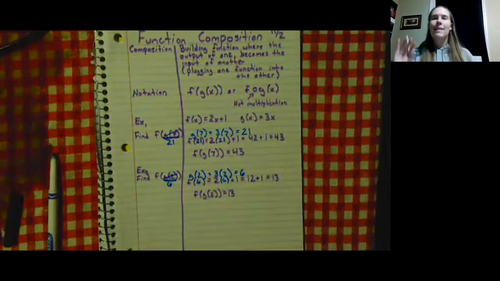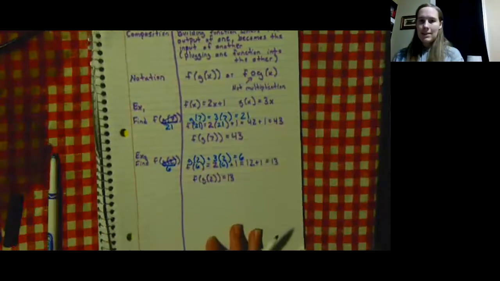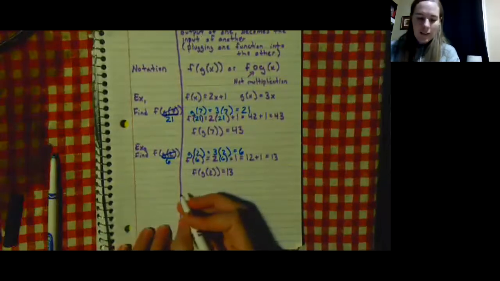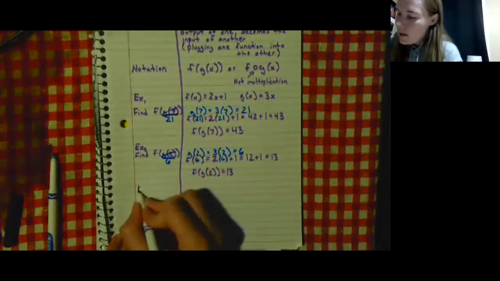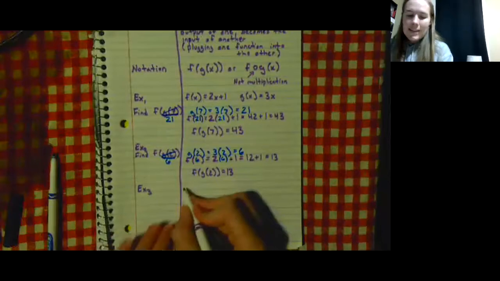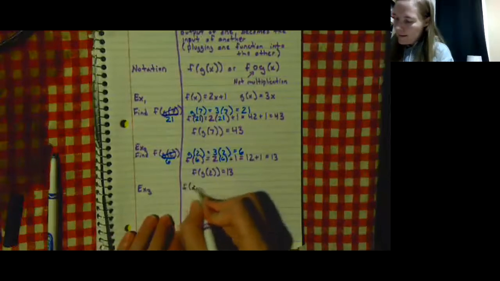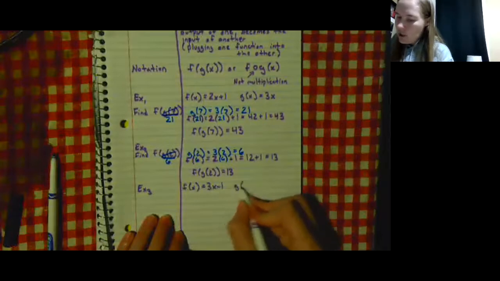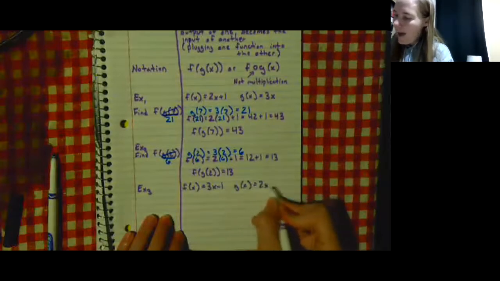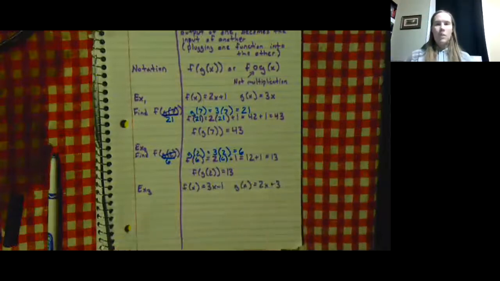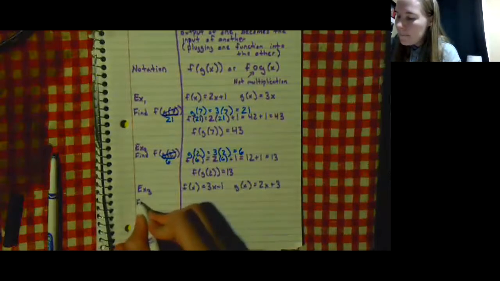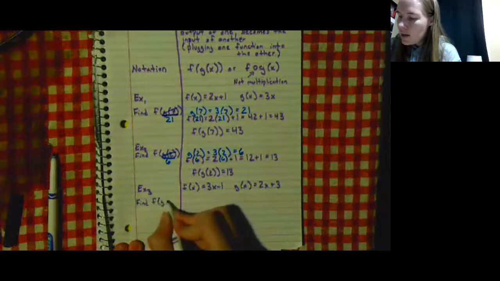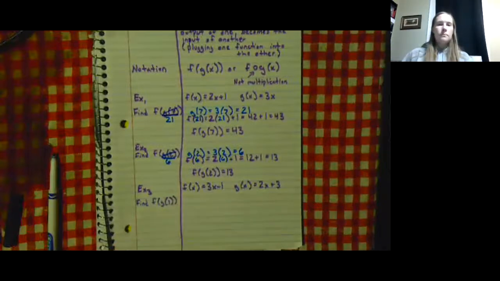We're going to do one that's a little bit more complicated to see if we got this. So for our next one, we're going to change up what we have. So for our example 3, let's now say that f of x equals 3x minus 1 and g of x equals 2x plus 3. So we're going to use these two now, and say we're going to find f of g of 1.